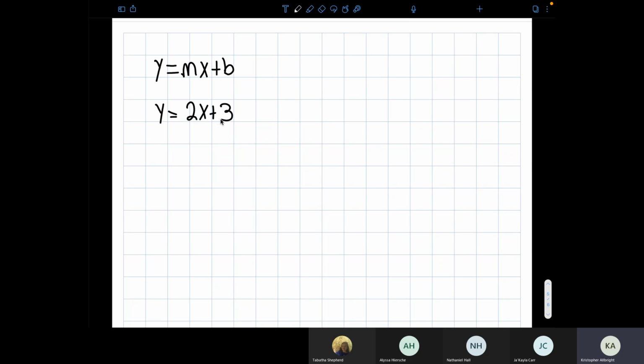So what information we can pull out of this is m, which is our slope, and b, which is our y-intercept. The reason these are important is because when we go to graph something, we know it's going to be a line because this is the form for a line.